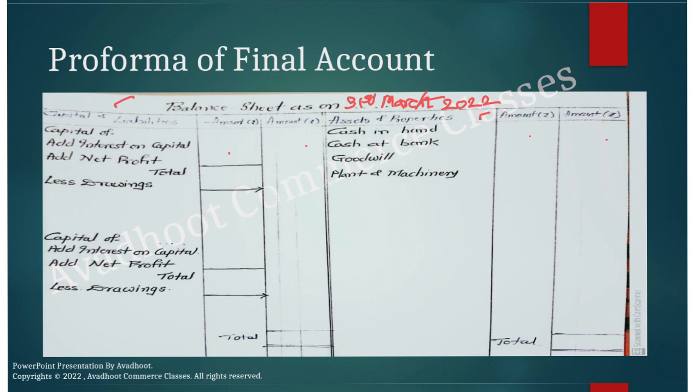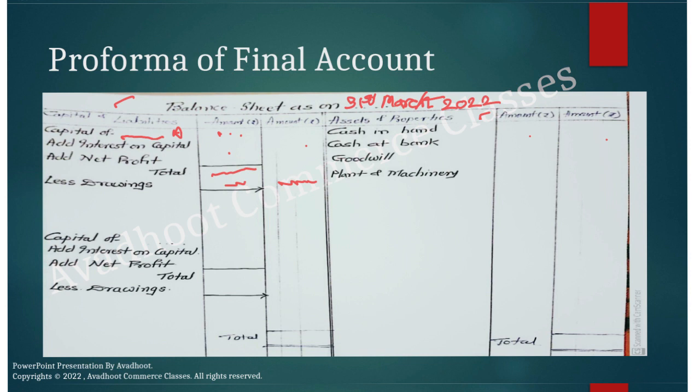Left hand side, capital and liabilities. First we have to write the capital. Capital of, here you have to put the name of the partner. I have taken two partners. Capital of whatever is there, we have to write the figure. Next, add interest on capital, add net profit, that we have seen just now, 25,000 each. Suppose he is partner A, you have to write 25,000 here and take the total. From that, we reduce the drawings and take the figure to the outer column.